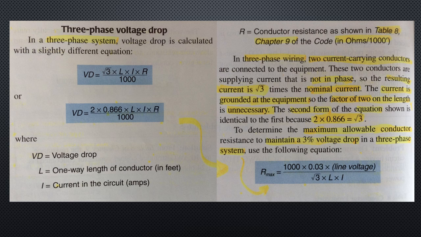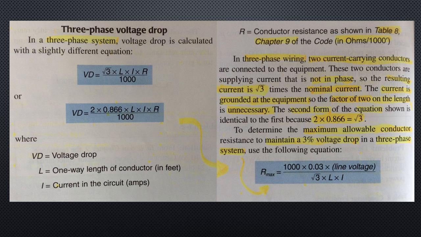To determine the maximum allowable conductor resistance to maintain a 3% voltage drop in a three-phase system, use the equation shown on the bottom right of the screen, where R max, resistance maximum, equals 1000 times 0.03 times the line voltage, all divided by the square root of 3 times the length one way times the current. These are very, very useful and important equations. I would recommend you save them or memorize them. Have them readily available.